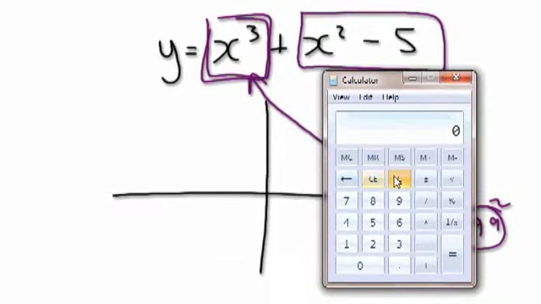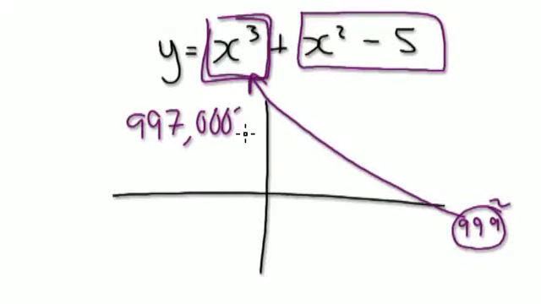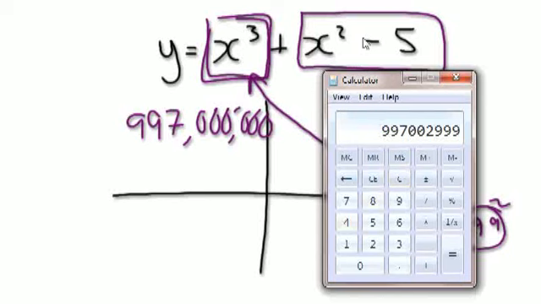Hang on, calculator. Clear this. Now 999 times 999 times 999 equals this. It's going to be a really big number. Let's just say 997 million, around there. And look at this, 999 squared. Hang on, let me use the calculator. Now let's look at these two terms here.